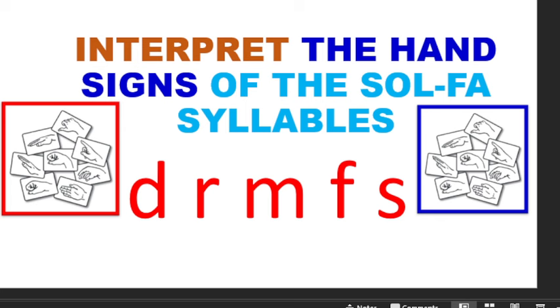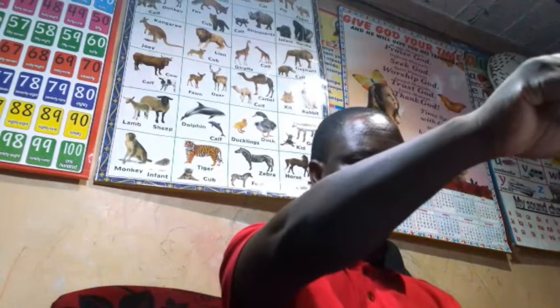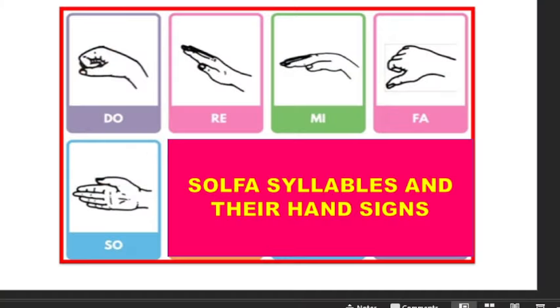Do, re, mi, fa, so. Now we want to start with the solfa syllables, using the hand sign. The first solfa syllable I'm talking about is do. This is do. When you're saying do, this is the do I'm talking about here.